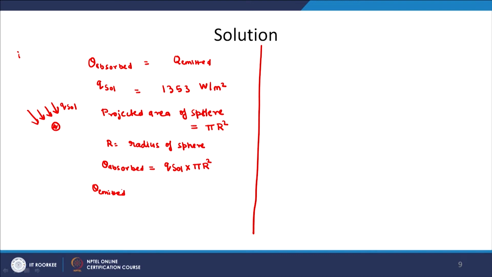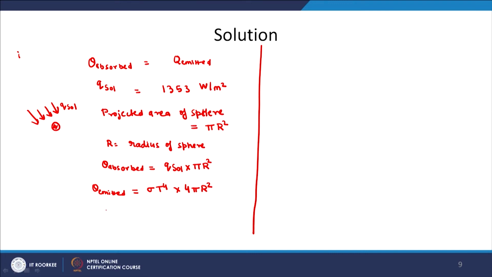So, just keep in mind that this sphere is black. So, it will emit radiation as per this law, sigma T to the power 4, and then its total area, that is 4 pi r square. So, the total surface area of the sphere is 4 pi r square, and the total energy emitted by a black body is sigma T to the power 4 as per Stefan Boltzmann law.